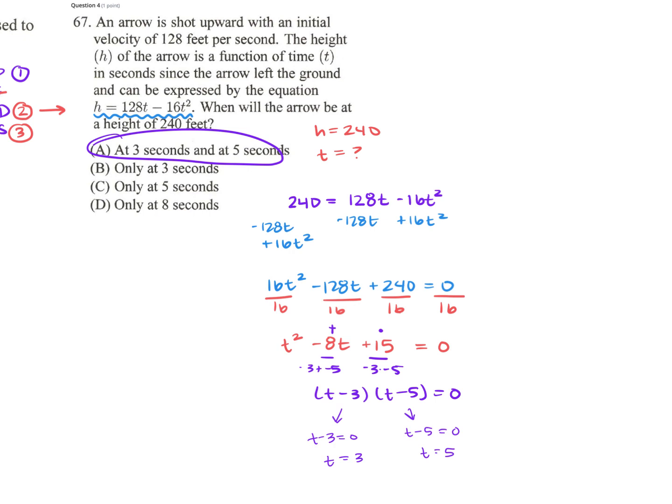Another option for solving this that probably would have been more time efficient would be plugging in these options. So if I had plugged in 3 into this equation, I could have seen if that height was 240, same thing with 5, and I would have seen that the height is 240. If I had plugged in t equals 8, I would have seen that the height was not equal to 240.